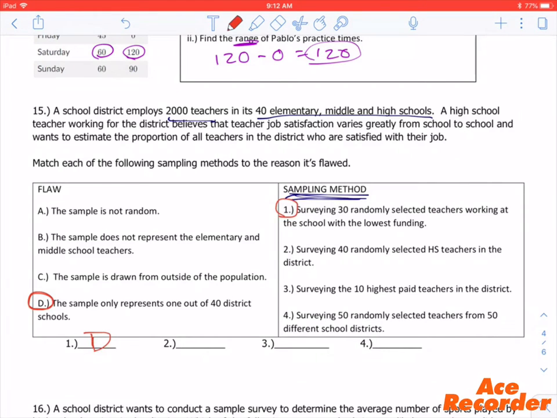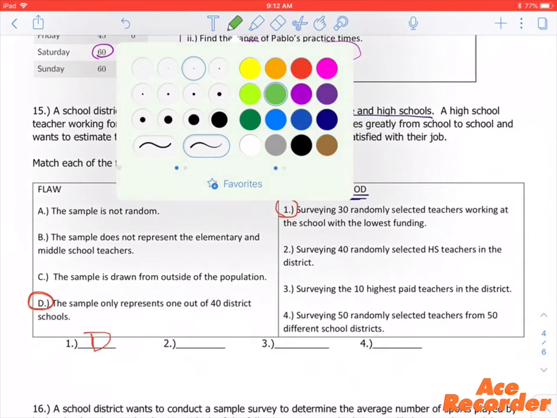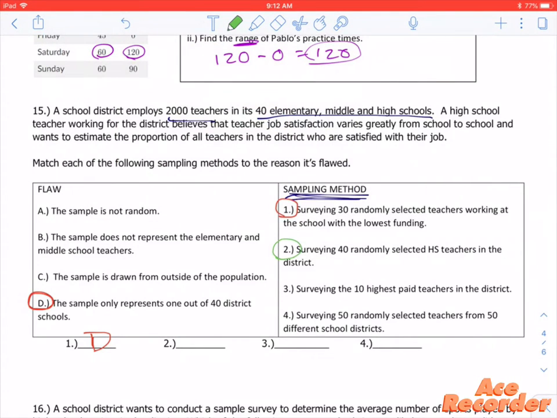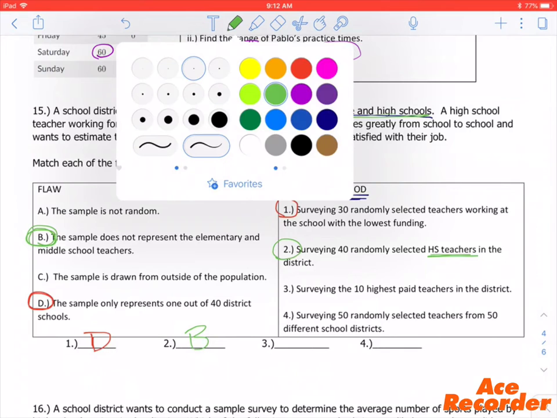That's why that's flawed. So the next one, number two, surveying 40 randomly selected high school teachers in the district. Well, what's wrong with this one? We're talking about elementary, middle, and high school, not just high school teachers. So we've got to go ahead and say that's flawed as well, because it doesn't represent the elementary and the middle school teachers. All right.